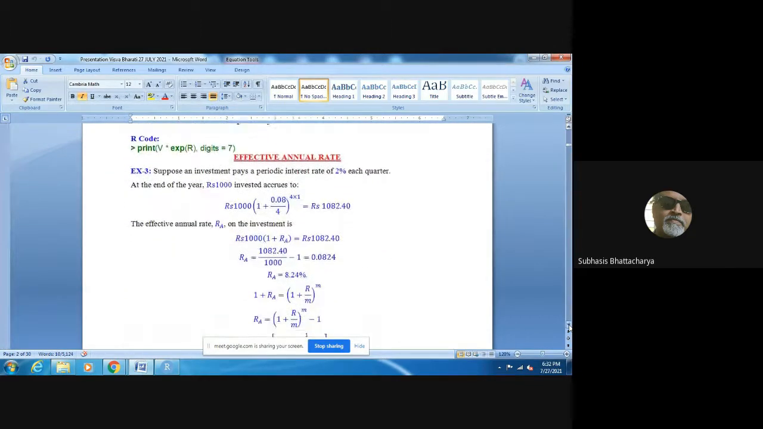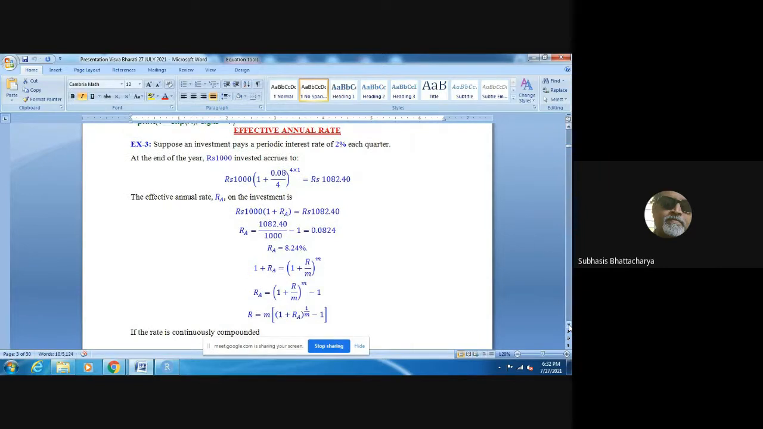Now the concept is the effective annual rate. This is the relationship between simple interest rate, periodic rate, effective annual rate, and continuous compound rate. Suppose the investment pays a periodic interest rate of 2% each quarter. Look, 2% each quarter, so that means it is 8% annual. If 1,000 rupees is invested, at 8% annual in terms of the 4 quarters, what will the value be? The value is 1082.40.